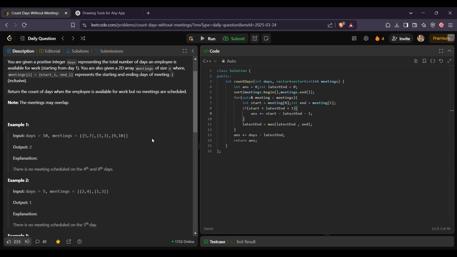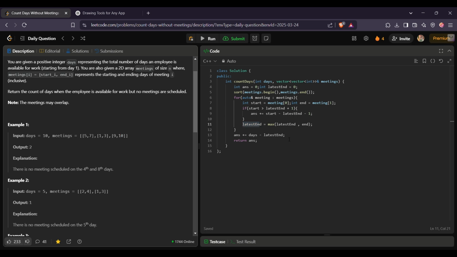So there is only 1 day remaining till now. Then we update latest end again, every time, so this time it will be 7. Then it moves to the next meeting, that is 9 10. This time start would be 9 and end would be 10. We check if 9 is greater than 7 plus 1, that is 8. Yes, it is greater, so it will add 1 again, and the answer would now be 2. Then it updates latest end again, so it will be 10.